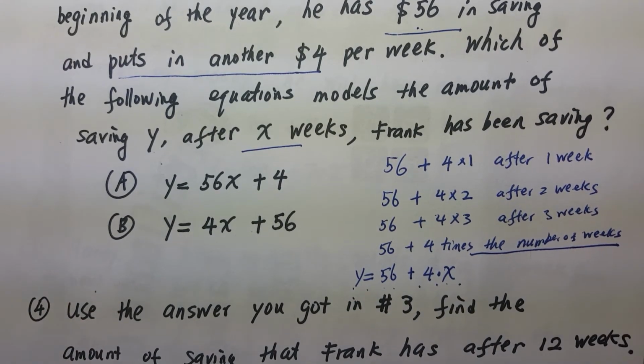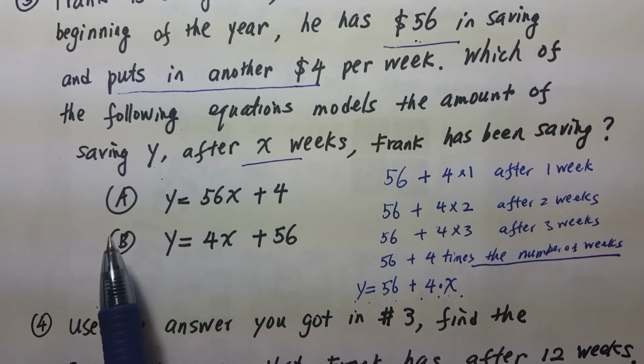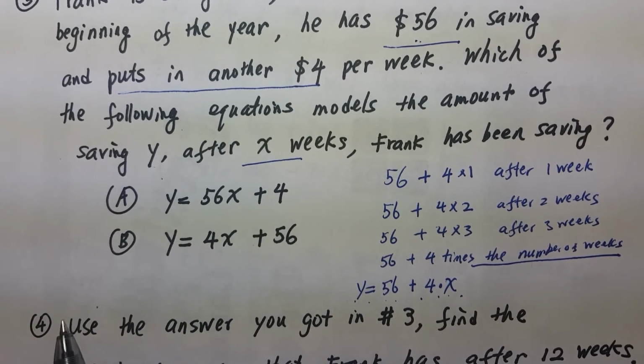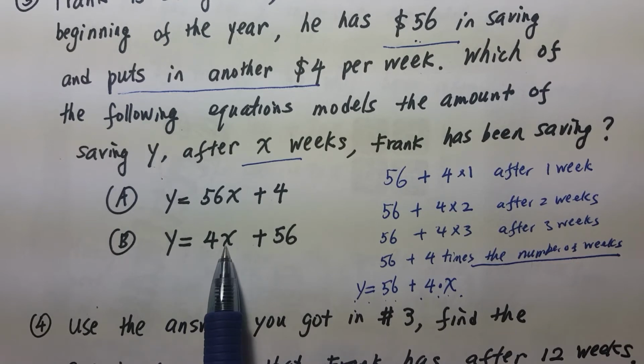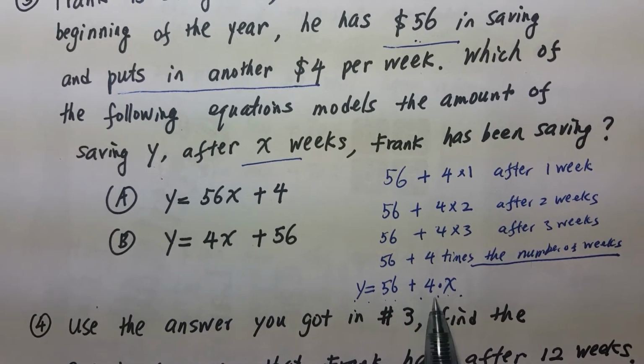So now we are going to take a look at the choices. A, 56X plus 4, is that correct? B, Y equals 4X plus 56, so it's the same as 56 plus 4X. So we found the answer, choice B.